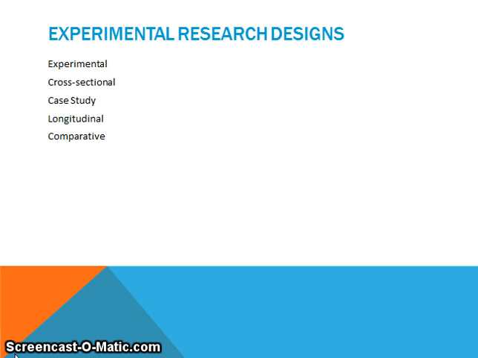Right, experimental research designs. The first one is experimental. This is a very systematic approach as you try to control the other variables other than the one you will manipulate.